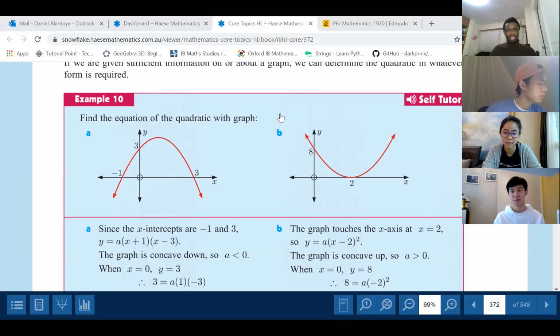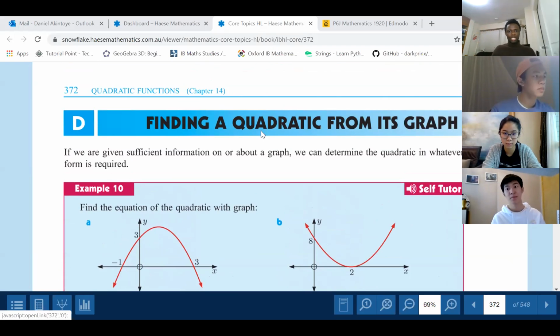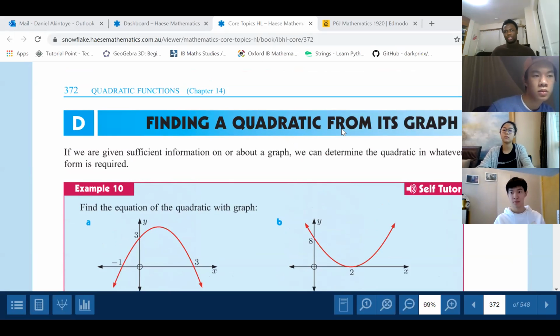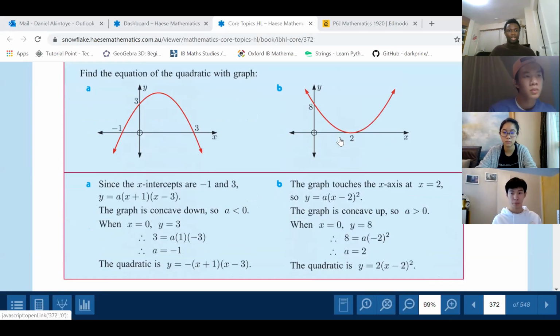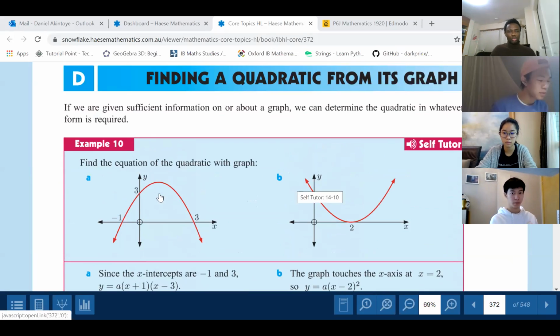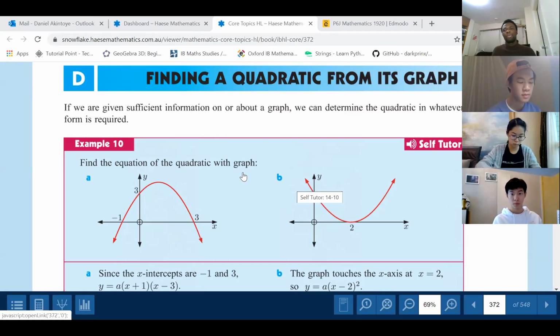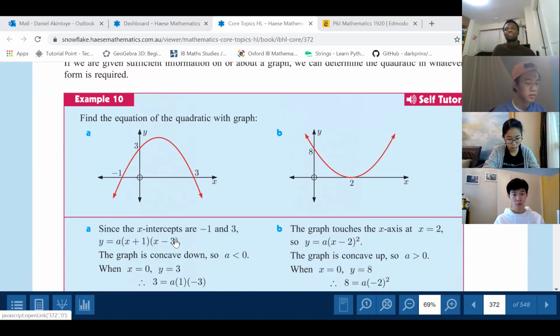So everybody look at the screen now. Like I said, this is finding the quadratic equation or the function from the graph. Basically, all you have is the vertex, the intercept, and all that. How can we use this information to get the equation? In this case, you are given the intercepts and the y-intercept. And you are also given the fact that this is a maximum. Can you see? So the first thing is to write in this form.